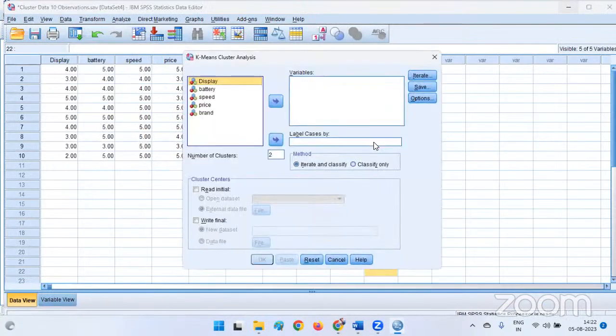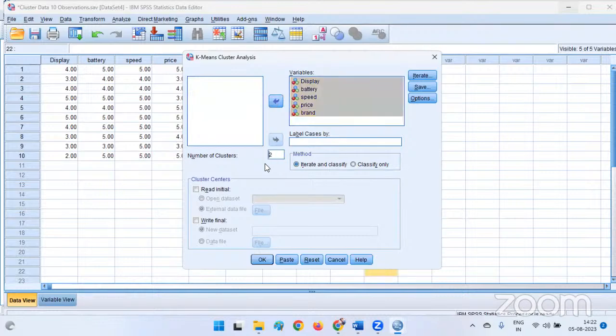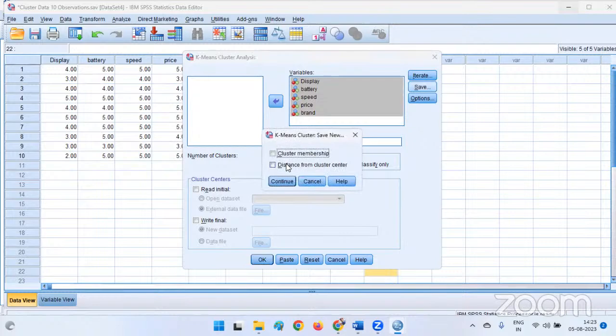I'll go to k-means cluster again, and this time I have 5 variables. We'll put all the 5 variables at the same time. Suppose I want 3 clusters, save the cluster membership and okay.